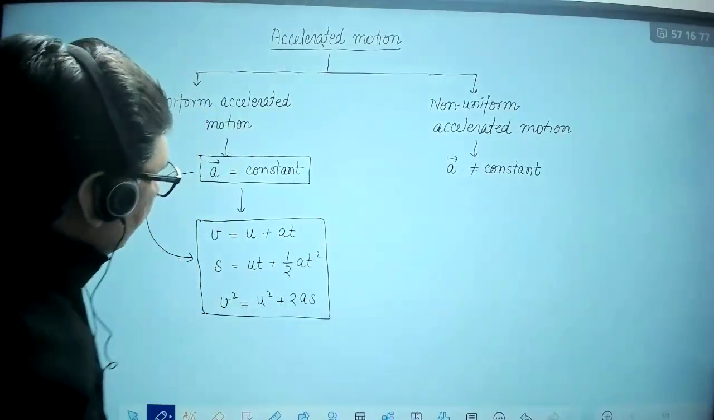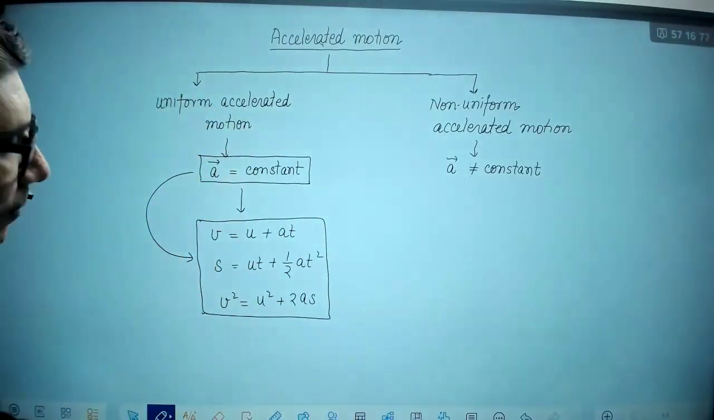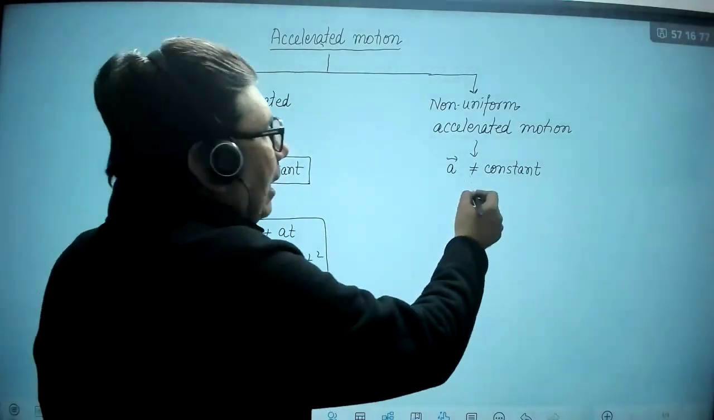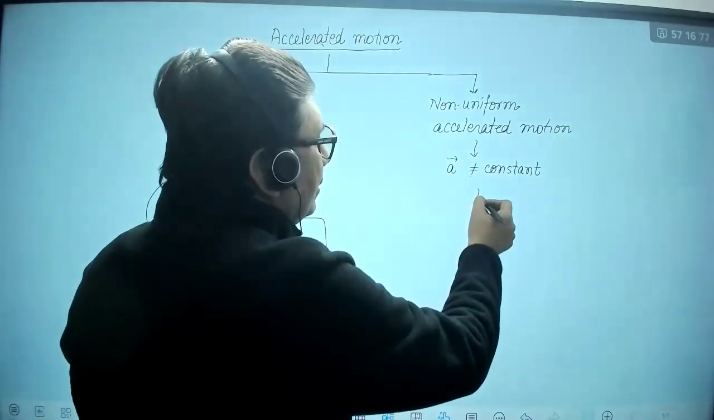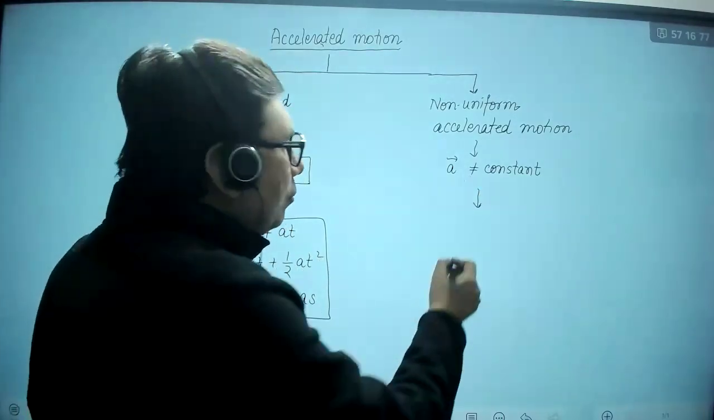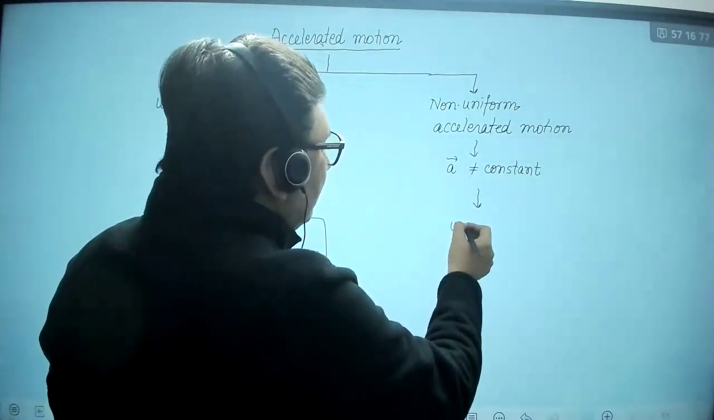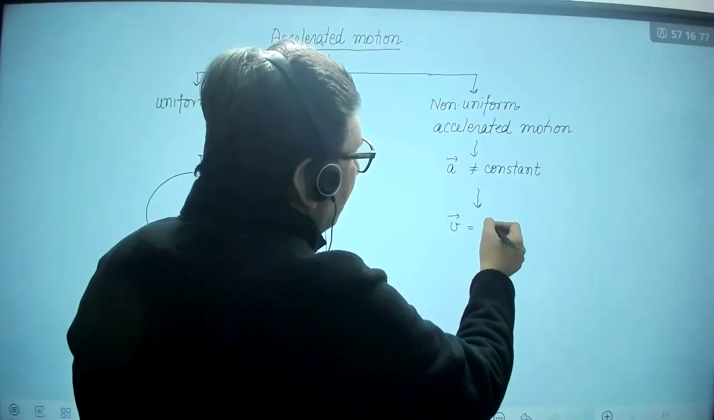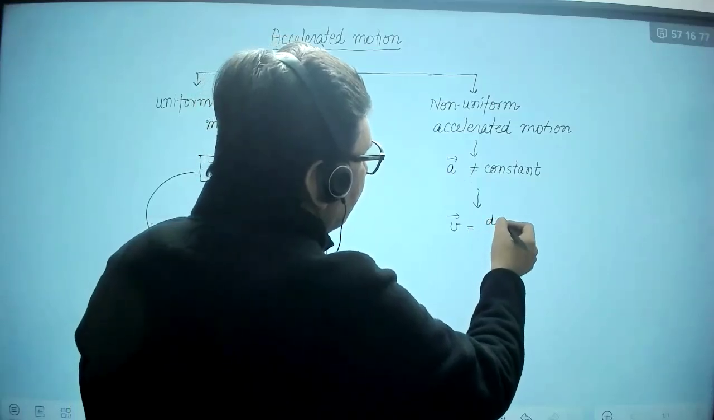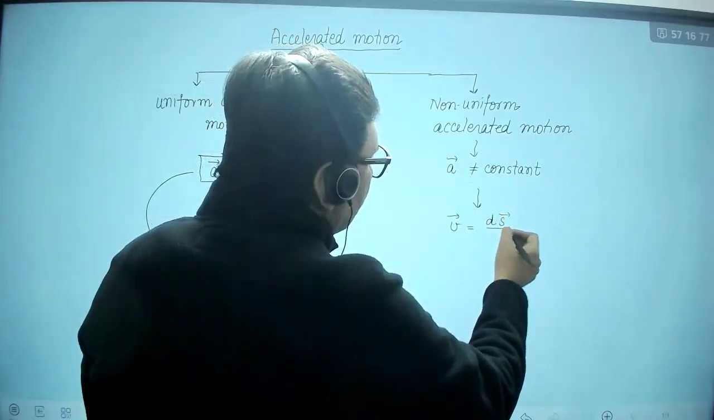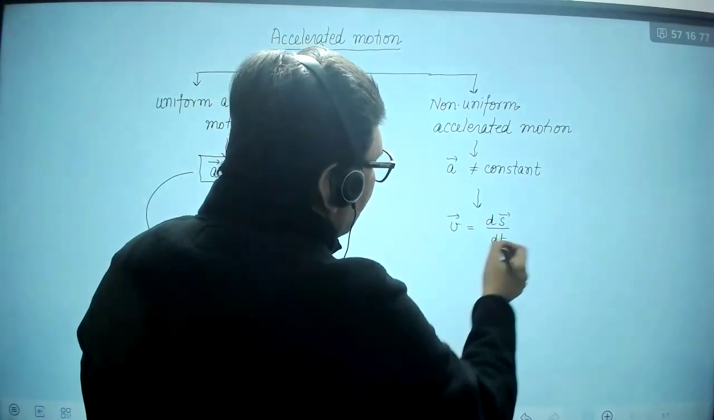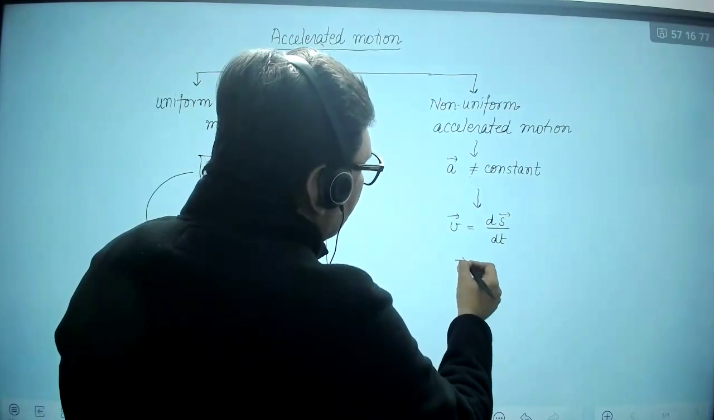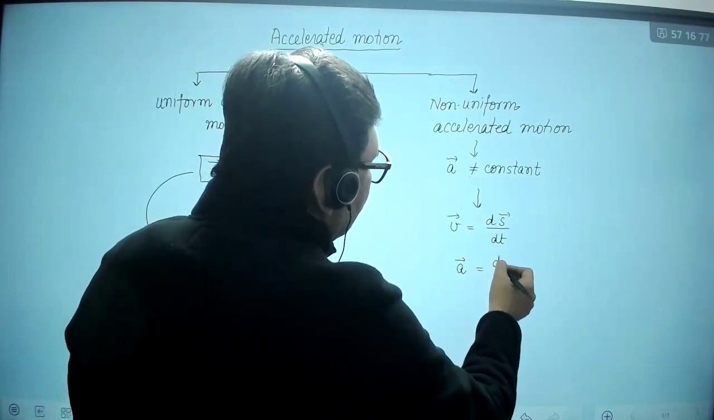So if acceleration is constant, you can solve the problem with the help of these three equations. But suppose acceleration is not constant, then what can you do? Then you are going to use the basic equations. Velocity v is equal to ds by dt. You can use this. Acceleration is equal to dv by dt.